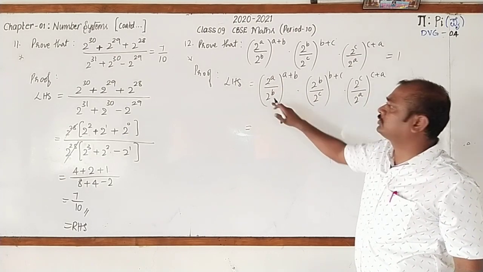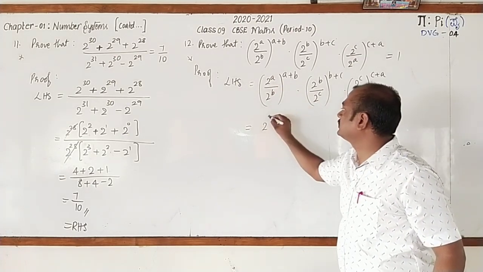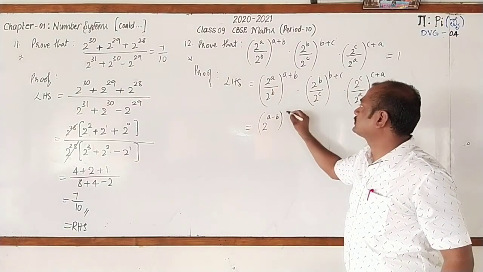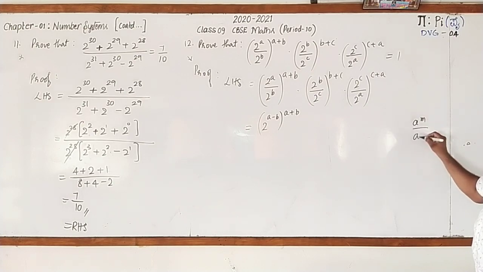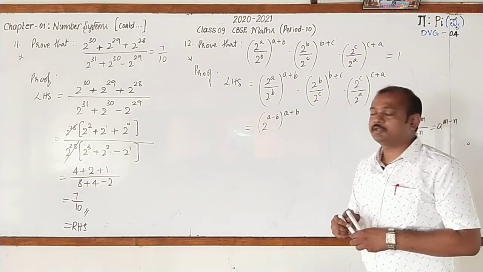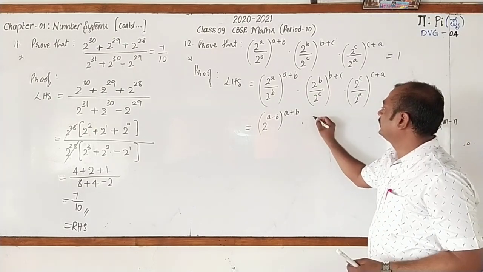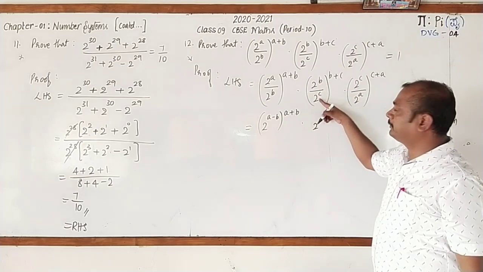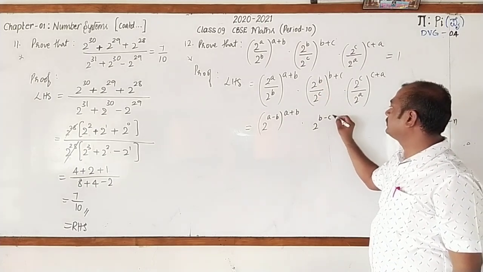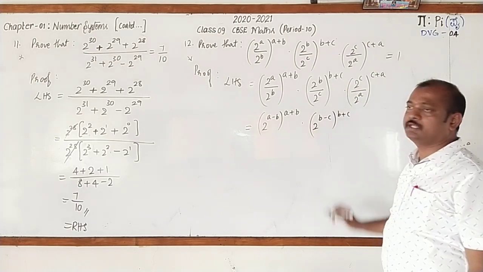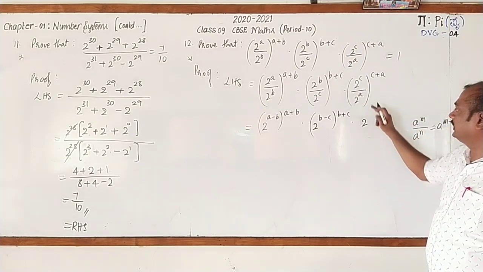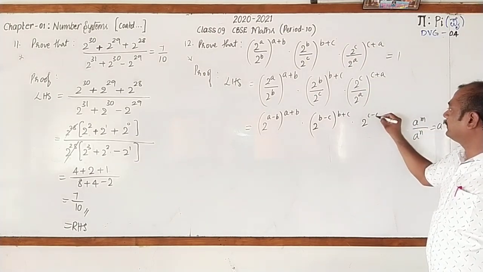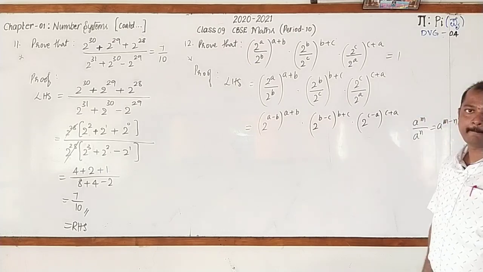2 raised to the power a by 2 raised to the power b can be written as (2 raised to the power a minus b) whole raised to the power a plus b. Did you understand? We all know that a raised to the power m by a raised to the power n is equal to a raised to the power m minus n. I have written so. Now 2 raised to the power b by 2 raised to the power c is (2 raised to the power b minus c) whole raised to the power b plus c, into 2 raised to the power c by 2 raised to the power a, which can be written as (2 raised to the power c minus a) whole raised to the power c plus a.